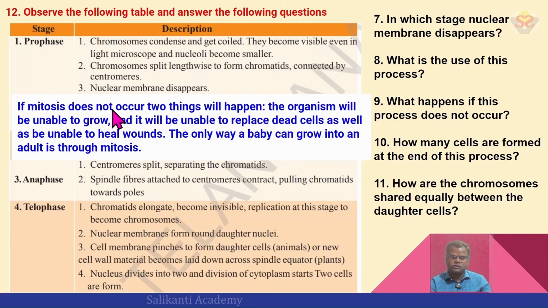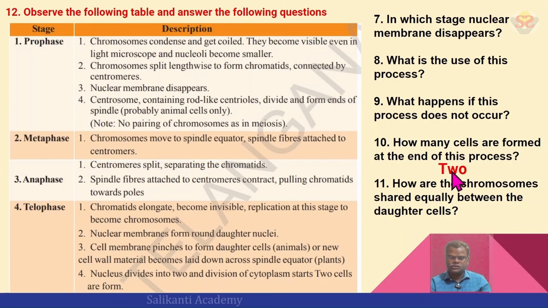If mitosis does not occur, two things will happen. The organism will be unable to grow, and it will be unable to replace dead cells as well as be unable to heal wounds. The only way a baby can grow into an adult is through mitosis. How many cells are formed at the end of this process too?